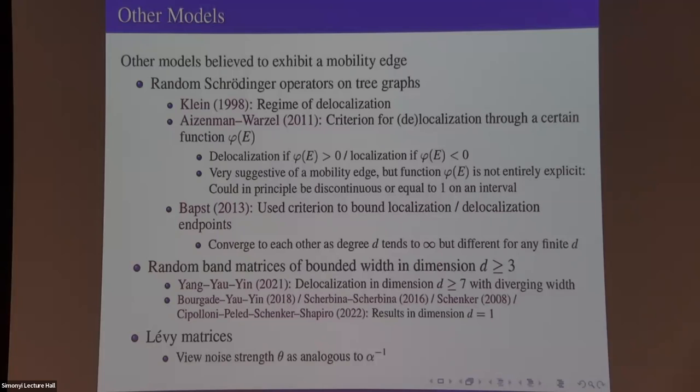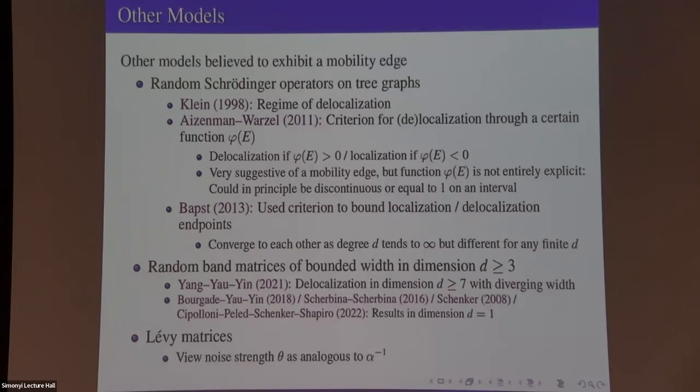The one kind of thorn in the bush, so to speak, is that this phi, you don't have much control on it. So in principle, you worry that it might be discontinuous or in fact that it might be zero. And if it's zero, say on an interval, then you can't distinguish between these two. But again, this is extremely suggestive of the fact that you should have a mobility edge. If phi is analytic, if you knew something like that, it would directly imply it. So Bapst had used this criterion to bound the endpoints of localization and delocalization. These bounds are not the same for any finite D, but they get closer and closer as you make the degree of the tree bigger and bigger.